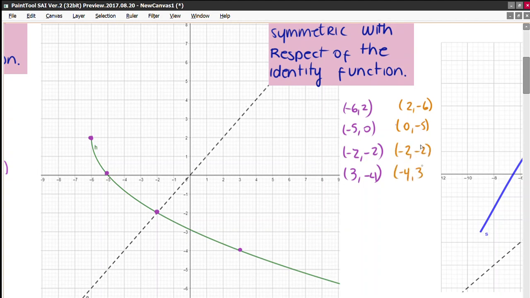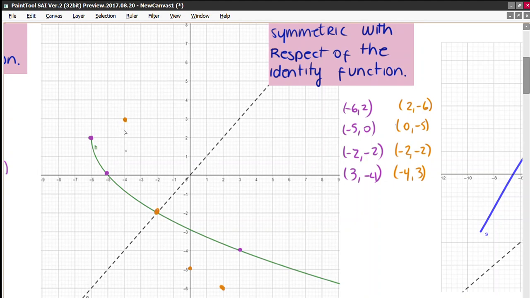And now I'm going to plot these points. The first point is 2, -6. 0, -5. -2, -2. And -4, 3.